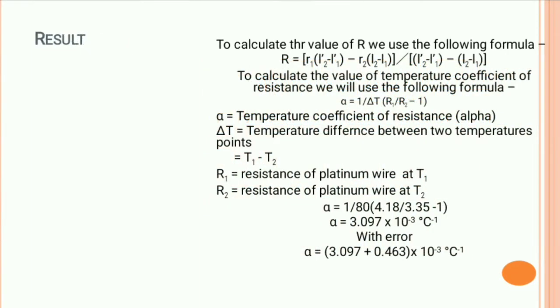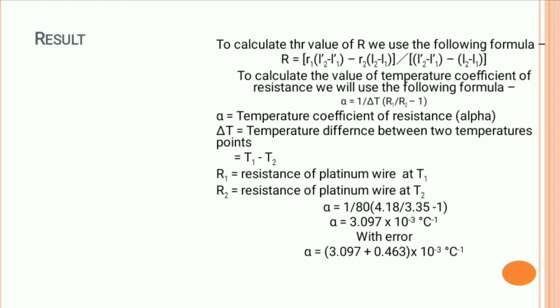Result. To calculate the value of R, we use the following formula: R equals [R1 (l2' minus l1') minus R2 (l2 minus l1)] divided by [(l2' minus l1') minus (l2 minus l1)]. To calculate the value of the temperature coefficient of resistance, we use the following formula: alpha equals 1 by del T, R1 by R2 minus 1.